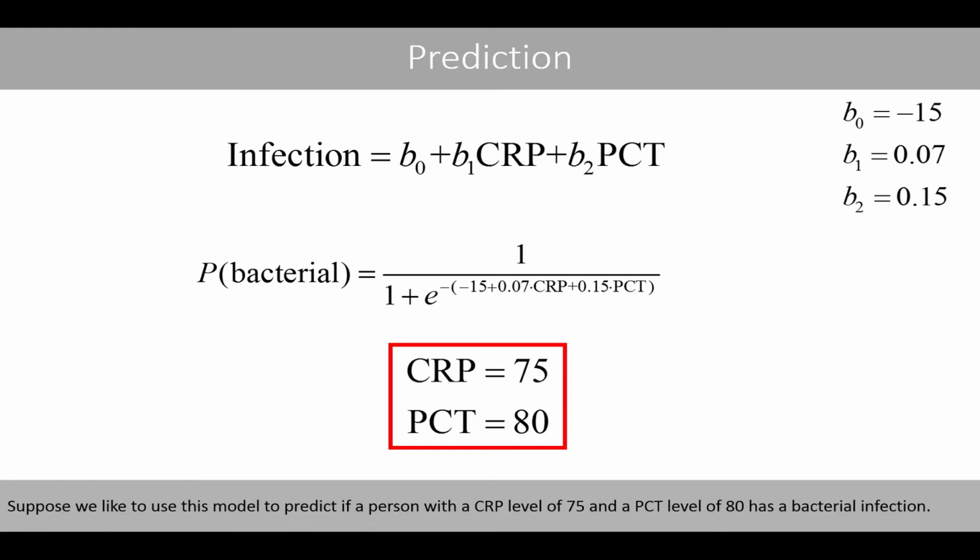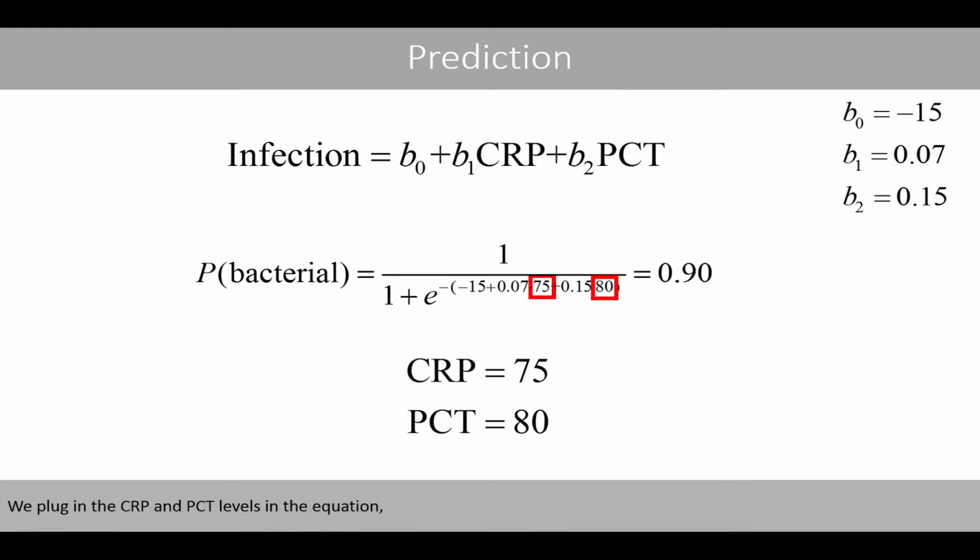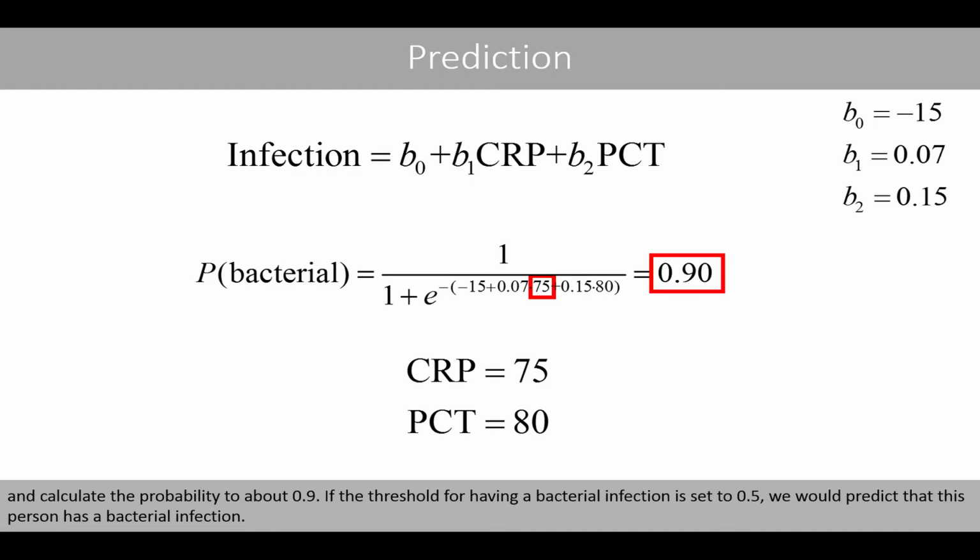Suppose we like to use this model to predict if a person with a CRP level of 75 and a PCT level of 80 has a bacterial infection. We plug in the CRP and PCT levels in the equation and calculate the probability to about 0.9. If the threshold for having a bacterial infection is set to 0.5, we would predict that this person has a bacterial infection.